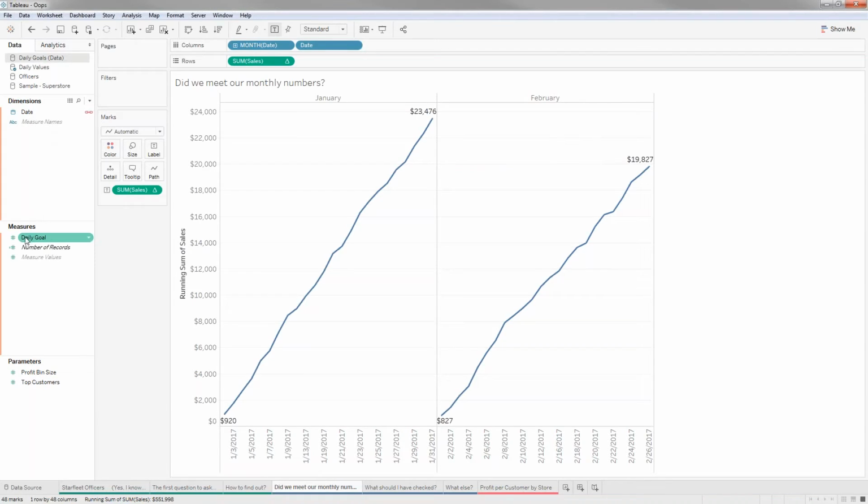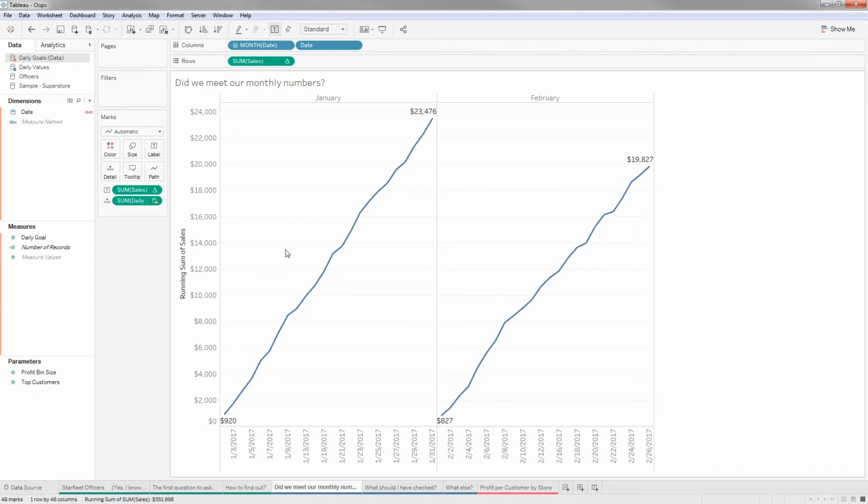And I'm going to take my daily goal, and just for now, I'm just going to drop it here on the detail of the marks card. And that way it'll show up as part of a tooltip. But I can see that every date I get my running total of sales, but I also see what that daily goal is.